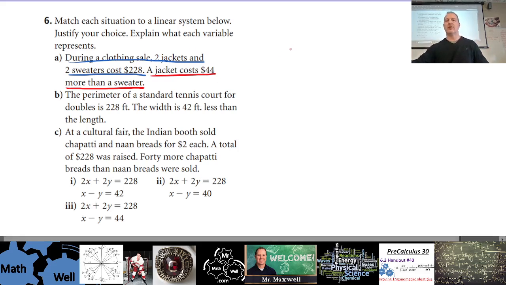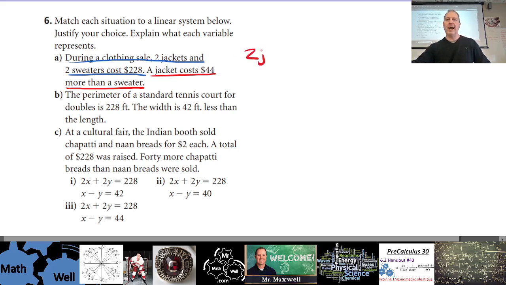So jackets and sweaters. Now I would do J as jackets and S as sweaters, but notice down here that they just use X and Y for all of these, okay? They don't want to give it away which one's which. So one of these, a jacket might be X and a sweater might be Y, or vice versa. But let's just see what kind of equation we would put here.